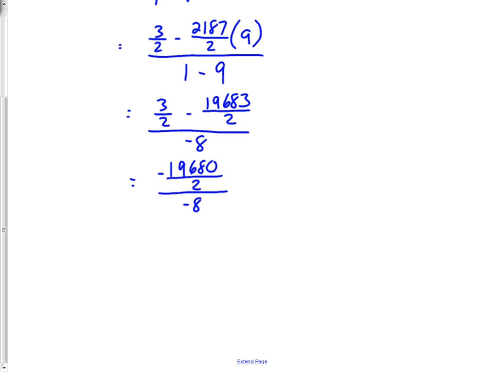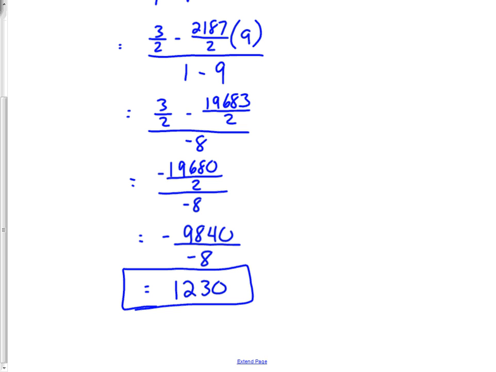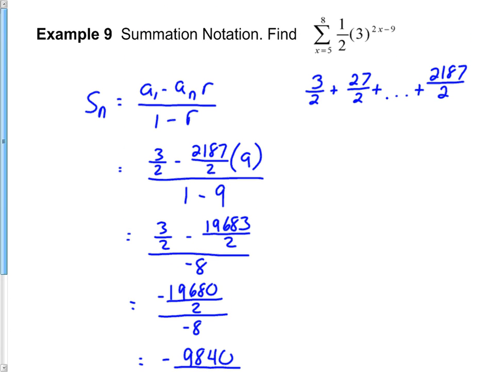Let's go ahead and simplify the numerator now that I have an even number on top. 19680 divided by 2 should give me a negative 9,840 on top, divided by negative 8 on the bottom. And if I divide through by negative 8, I should come up with 1230. Okay. So there is the sum of the geometric series that we started with in this summation notation.